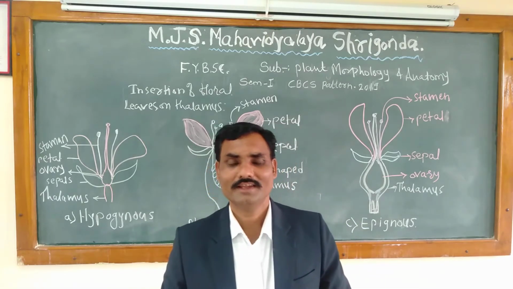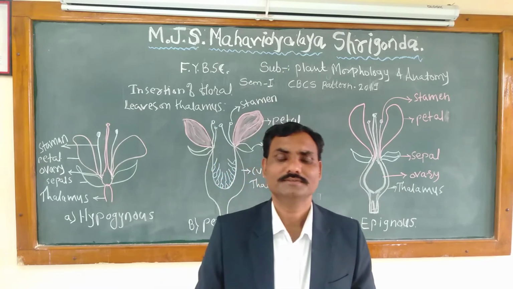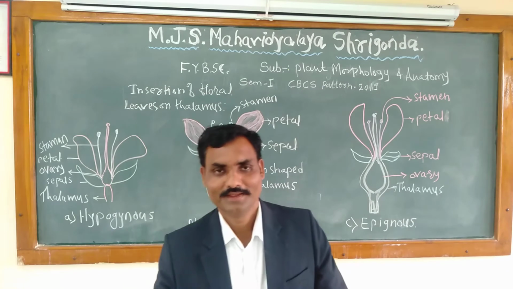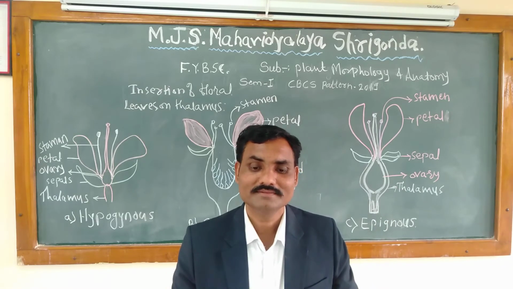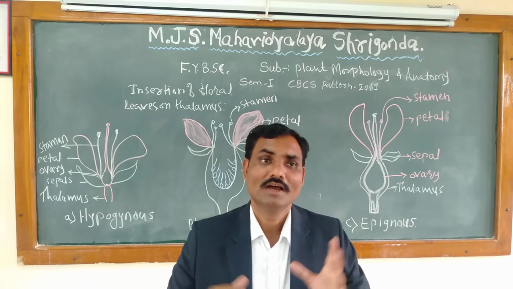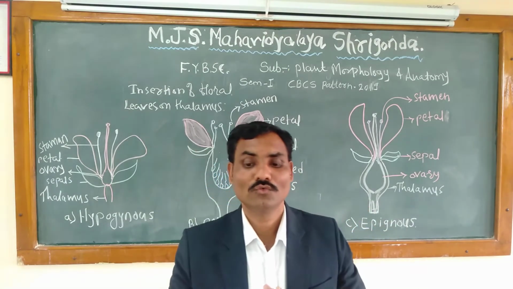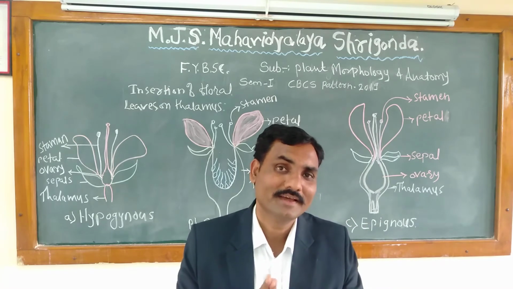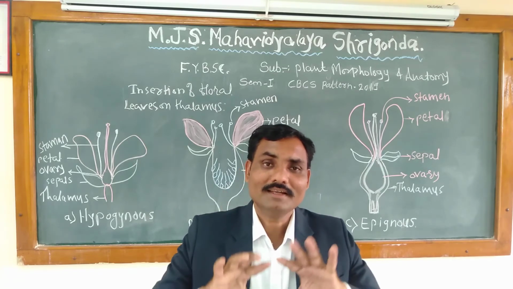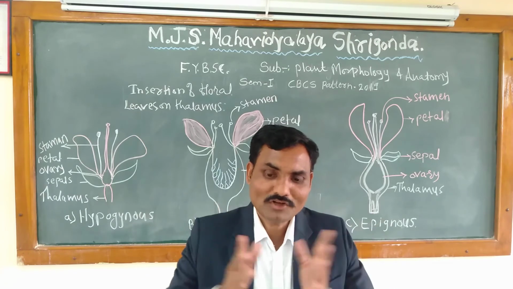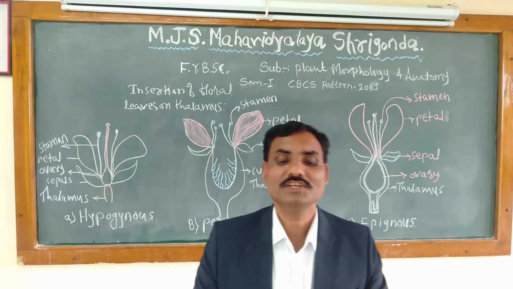In today's lecture, we are going to learn about symmetry of the flower. What is meant by symmetry, and what is the symmetry of the flower or floral members? This symmetry is nothing but an arrangement of floral members. Which are the different floral members? Calyx, corolla, androecium and gynoecium, those are the floral members. An arrangement of those floral members with respect to an imagination of central axis.